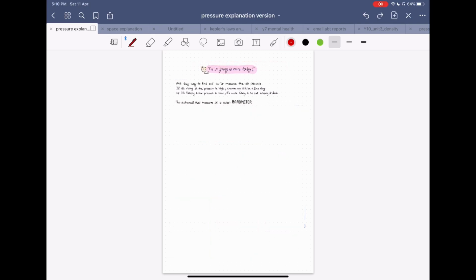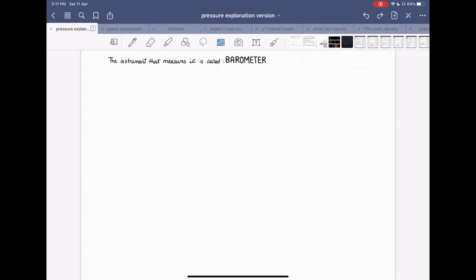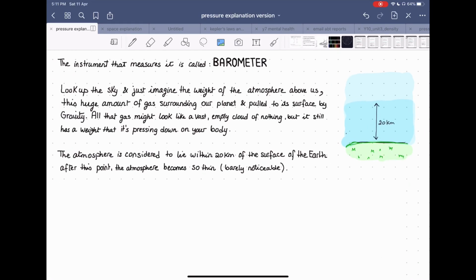Understanding gas pressure is extremely important as it helps us to determine whether it's going to rain today or not. This can be made using an apparatus called a barometer. A barometer is an apparatus that can measure the atmospheric pressure around us. So what is exactly atmospheric pressure? If you look up in the sky, we already know how our Earth is surrounded with the atmosphere, which is layers of gases, oxygen, nitrogen, and all of these gases are actually spread out to around 20 kilometers above our head.